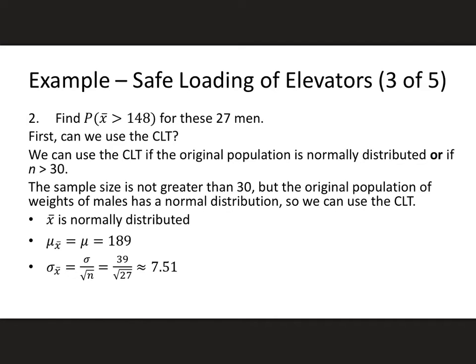So since x bar is normally distributed, and so mu sub x bar equals mu, our means are the same, so 189, and then of course your standard deviation of the averages is equal to the standard deviation divided by the square root of n. So we're going to do 39 over the square root of 27, and that gives me approximately 7.51. We will be using these new values in our Excel formula.